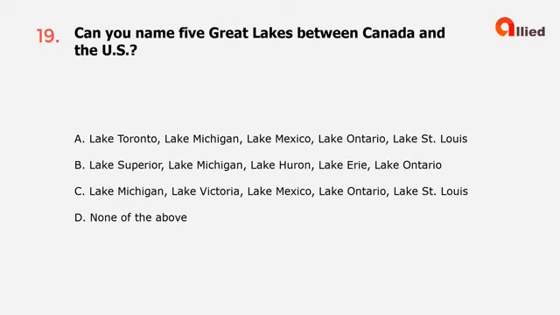Question 19. Can you name 5 Great Lakes between Canada and the U.S.? A. Lake Toronto, Lake Michigan, Lake Mexico, Lake Ontario, Lake St. Louis. B. Lake Superior, Lake Michigan, Lake Huron, Lake Erie, Lake Ontario. C. Lake Michigan, Lake Victoria, Lake Mexico, Lake Ontario, Lake St. Louis. D. None of the above.